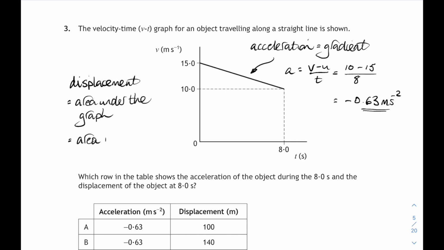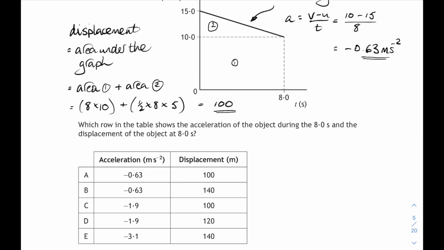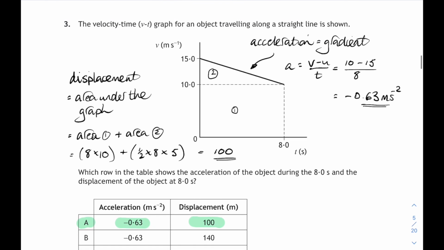The displacement is the area under the graph. We've got 2 areas there to work out. We've got a rectangle and a triangle. So the area of the rectangle is the base times the height, 8 times 10. And the area of the triangle is a half the base times the height. That's a half of 8 times 5. And if you do that in your calculator, you get a total area of 100, which corresponds to a displacement of 100 metres. So the acceleration minus 0.63, the displacement was 100, that corresponds to answer A.